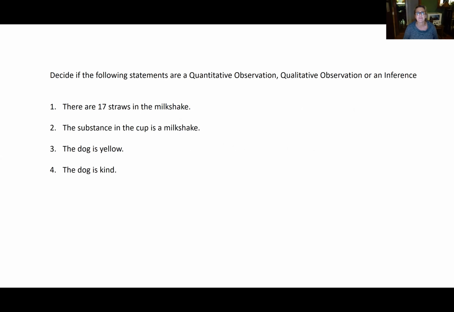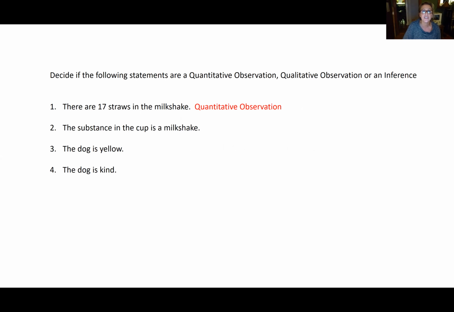Let's see what you remember. You need to decide if the following statements are quantitative, qualitative, or an inference or a conclusion. Our first one says there are 17 straws in the milkshake. Take a minute and think about it. Hopefully you said that it was a quantitative observation. Quantitative means quantity, and that 17 for 17 straws is what makes it quantitative.